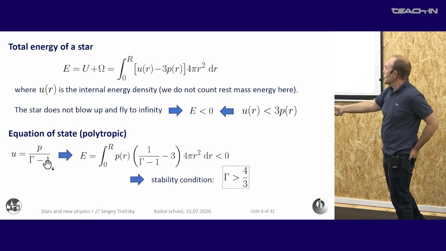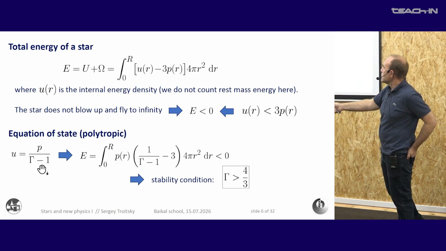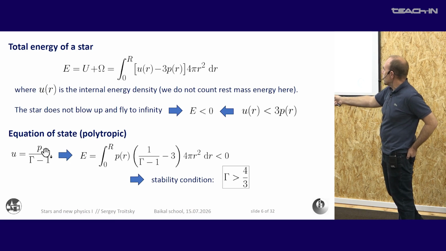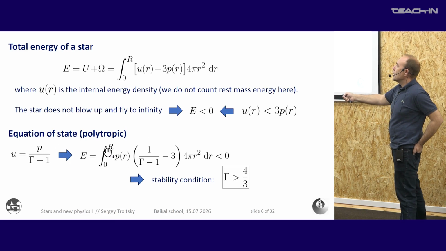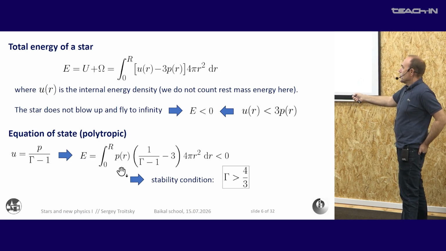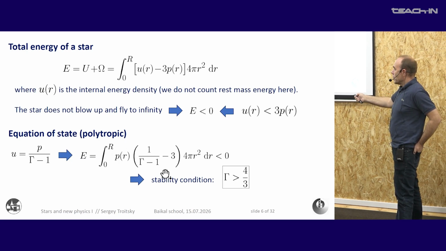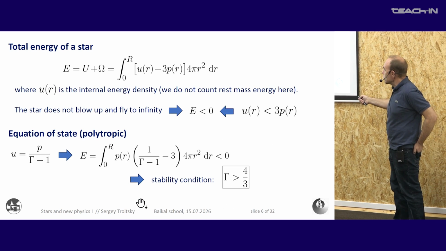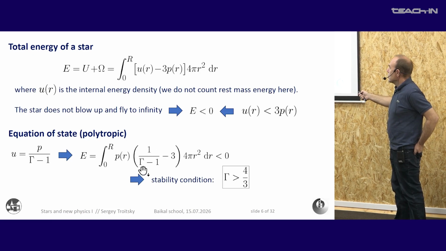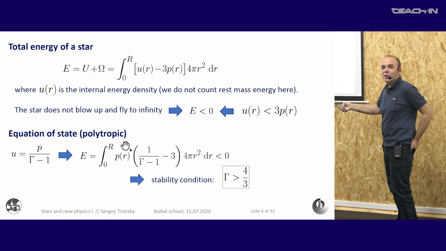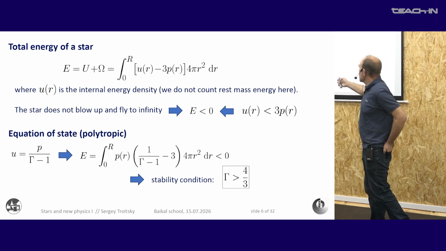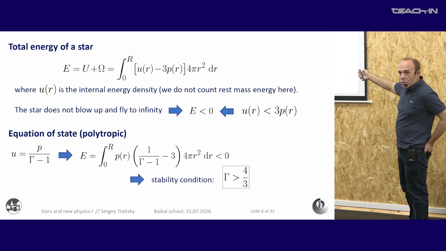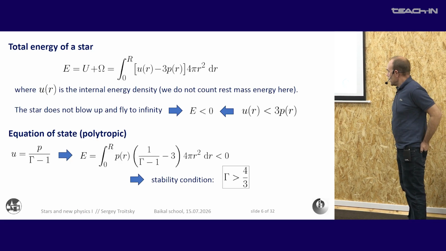And for these cases, which cover almost anything, we have this relation for the internal energy density and pressure. Substituted here to get the pressure out of the brackets, we obtain the stability condition for the polytropic equations. Just from here, I solve this very simple equation, 1 over gamma minus 1, minus 3, less than 0, to have negative energy, and this is the stability condition.